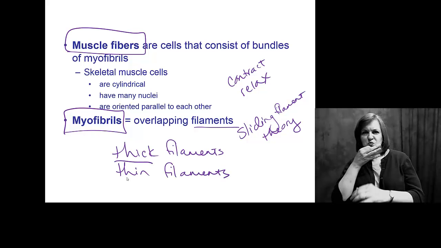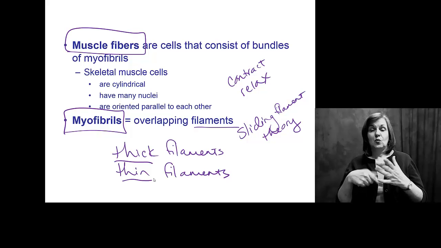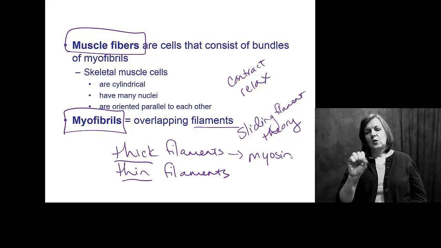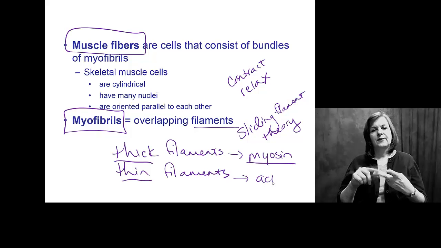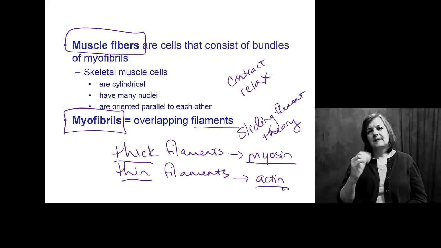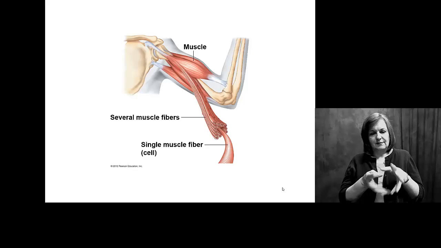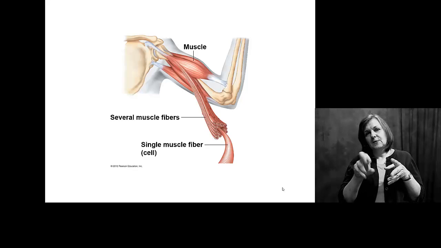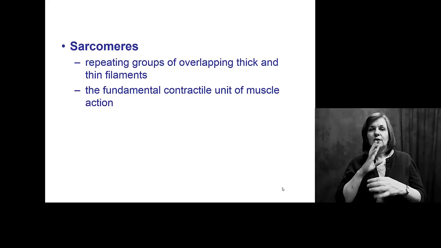They're different. They're thick and thin based on what they're made of. Thick filaments are made of myosin. These are proteins. It's muscle. And thin filaments are made of actin. So when we look at taking a muscle and breaking it down into the muscle fibers and then into a single muscle cell, what I'm actually interested in is something known as a sarcomere.